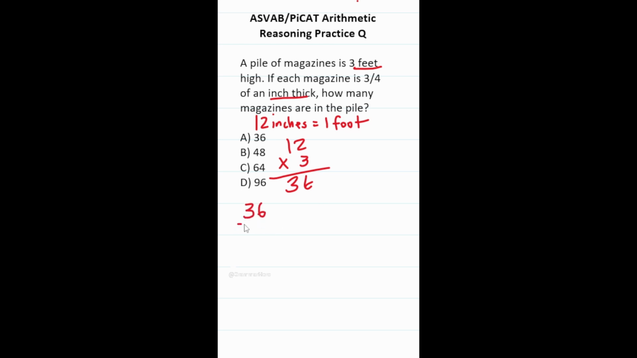So next, we're going to take our 36-inch pile of magazines and divide it by 3/4, since that's how thick each magazine is. Follow the algorithm, keep, change, flip. 36, we keep that. We change from division to multiplication. Then we flip this to be 4 over 3. Write 36 as a fraction by placing it over 1. Cross reduce. 3 goes into 3 one time. 3 goes into 36 12 times. This is the same thing as 12 times 4, which is 48. So there are 48 magazines in this pile.